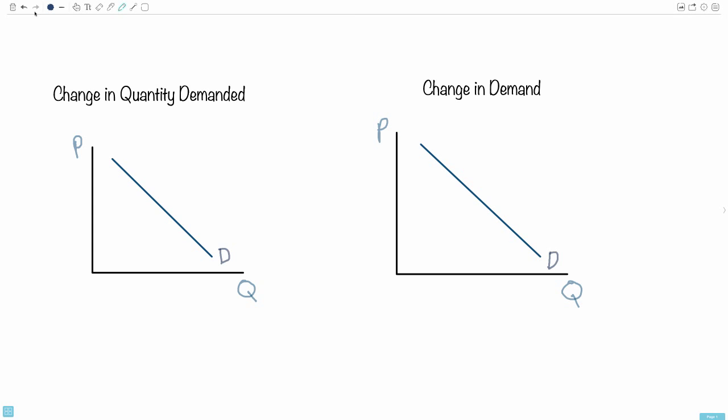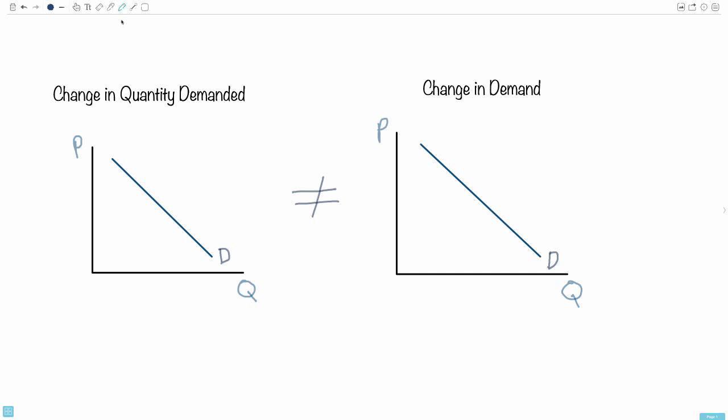Hello everyone. In this clip, I am going to explain the difference between change in quantity demanded and change in demand. I am going to explain a very important difference here that sometimes, unfortunately, the press and some magazines don't explain very well, and that's a source of confusion. So hopefully this will clarify the issue.